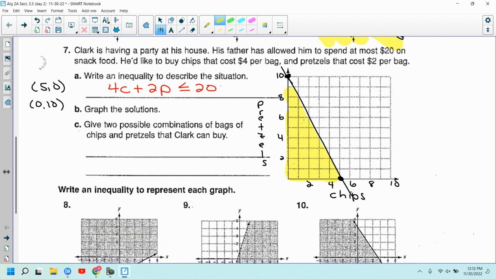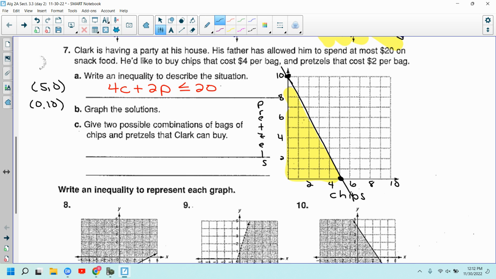It says give 2 possible combinations of bags of chips and pretzels that Clark can buy. So this is basically what are two solutions that work. Here's your chips. You can't go past 5. Here's your pretzels. You can't go more than 10. But what are some combinations we can get? John, does that make any sense? Yeah, it'd be 4-1.